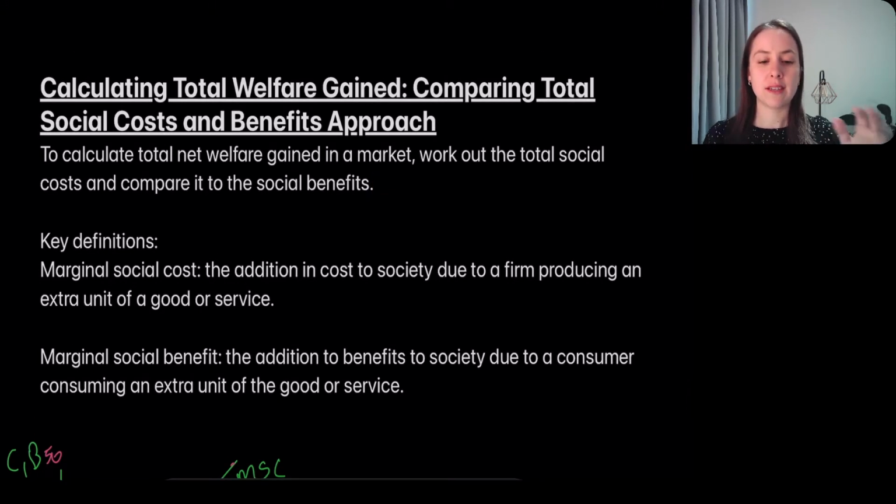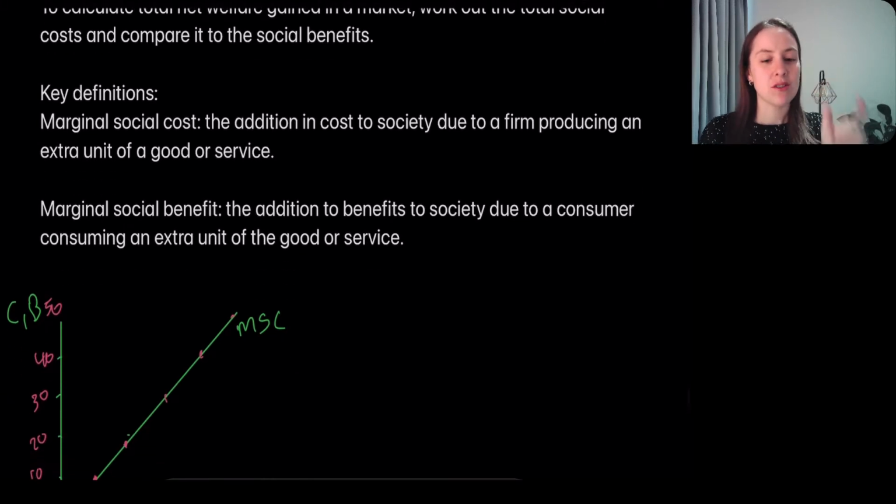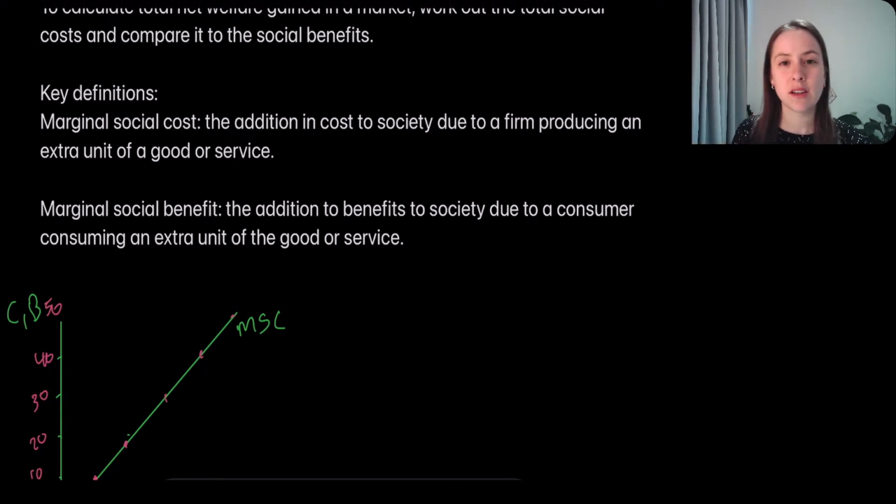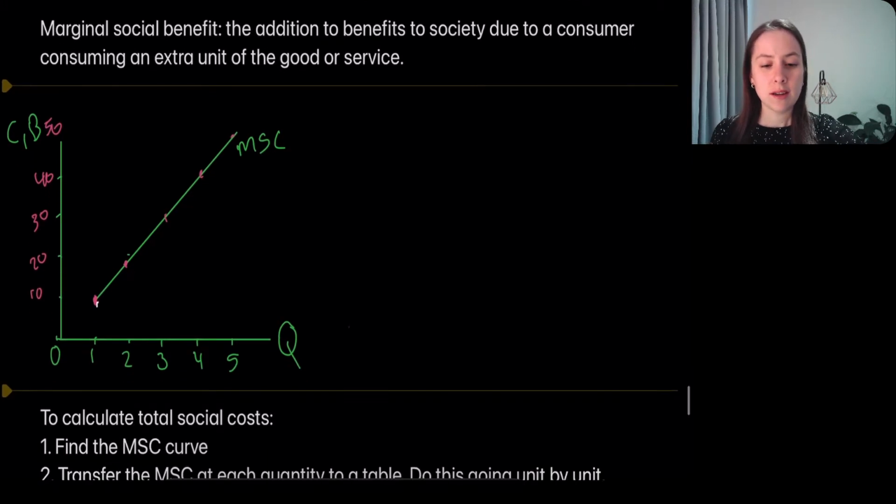Marginal social cost is all about that extra unit, the addition to cost to society due to the firm producing an extra unit of the good or service. It only grabs the cost for that extra unit. The same with marginal social benefit, the addition to the benefits to society due to a consumer consuming an extra unit of the good or service. It's all about the extra unit.